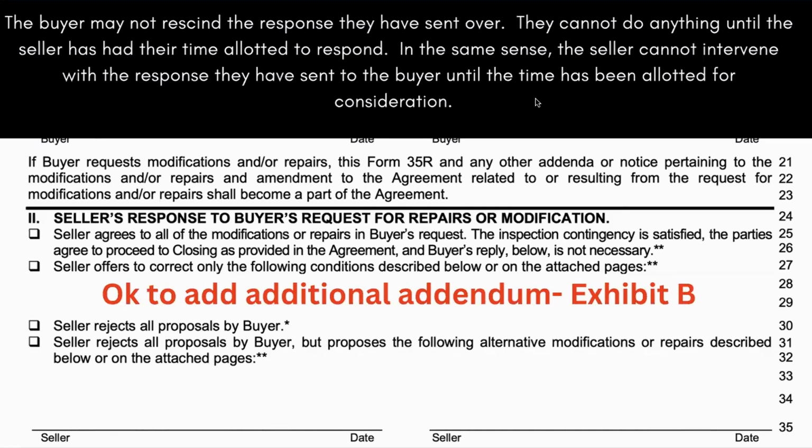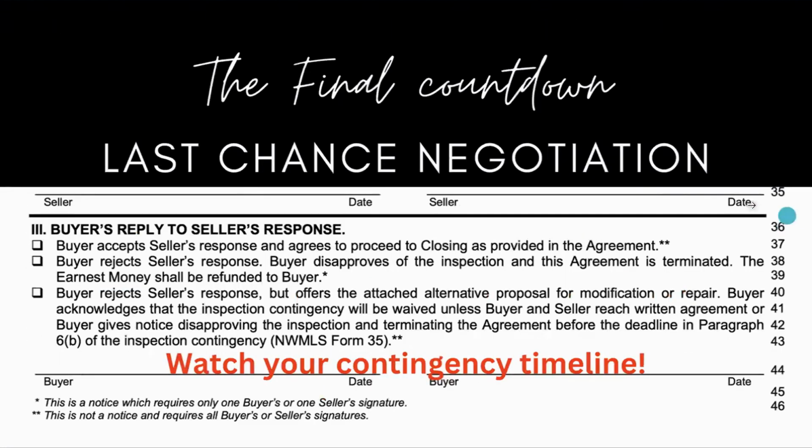A buyer cannot change their mind or change their response until the seller responds. That same seller, if sending a response back to the buyer, has the same obligations to leave that buyer to their thoughts for the days allowed in the form. They cannot interfere. They cannot change their mind. The buyer gets their time to respond to their response.